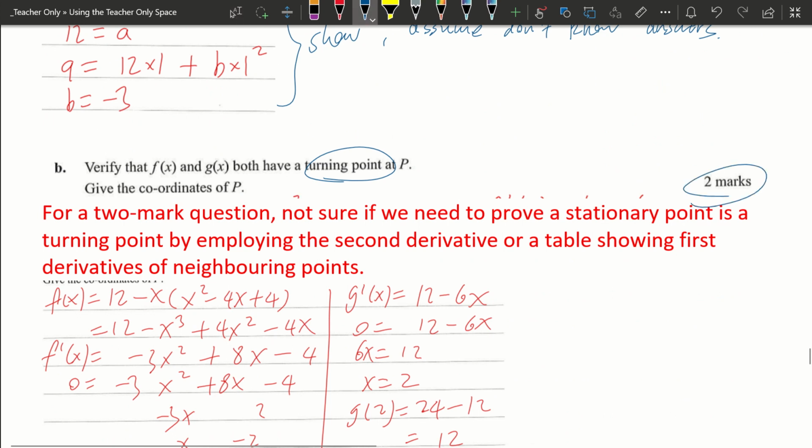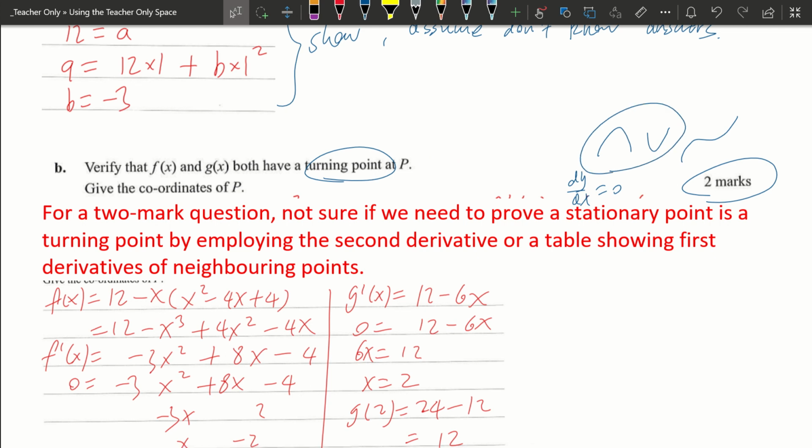And then here's my query also. For a 2-mark question, I am not sure if we need to prove a stationary point is a turning point. Stationary point just means the derivative is equal to 0, right? Which means there are really 3 types of stationary point: local maximum, local minimum, and stationary point of inflection. So simply finding the first derivative, making it equal to 0, and solving for it just proves it's a stationary point. It doesn't prove it's a turning point, because a turning point is one of those two.